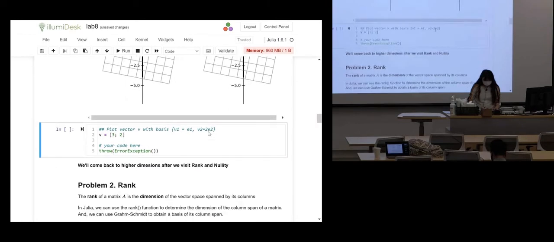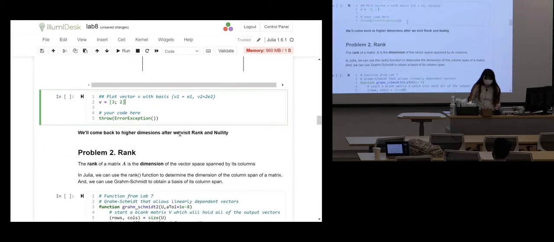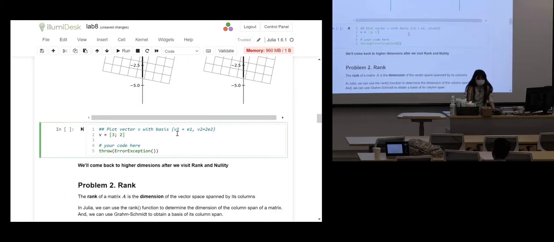Okay, next, you're asked to plot the vector V using another set of bases: V1 equals E1 and V2 equals 2 times E2. We'll give about 1 minute for this.